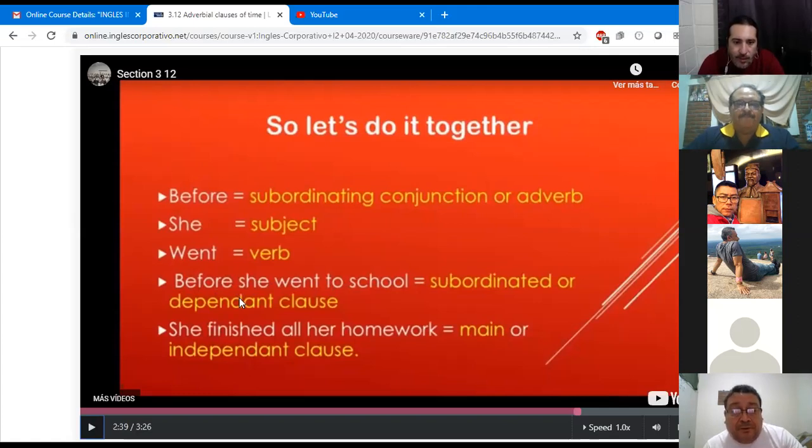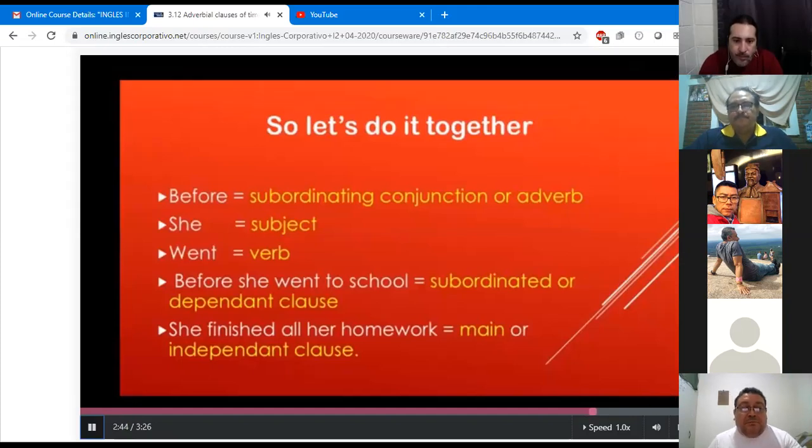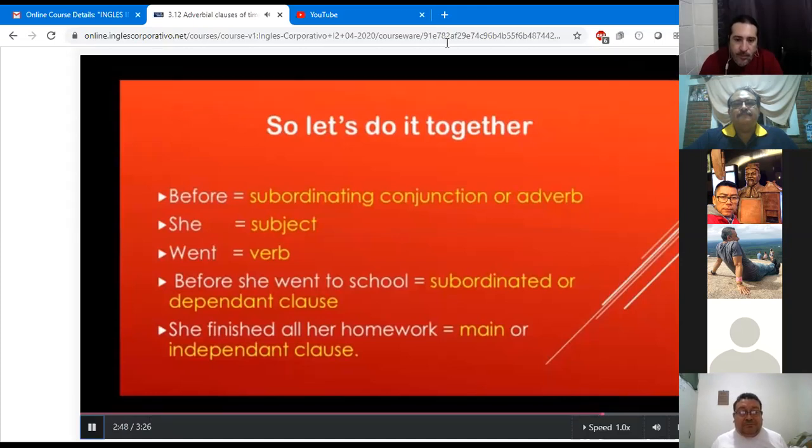Dependent clause, and then she finished all her homework. This is a sentence that is the main or principal idea, the independent clause. For adverb, she, the subject, went, the verb. Before she went to school is a subordinated or dependent clause. And she finished all her homework is a main or independent clause.